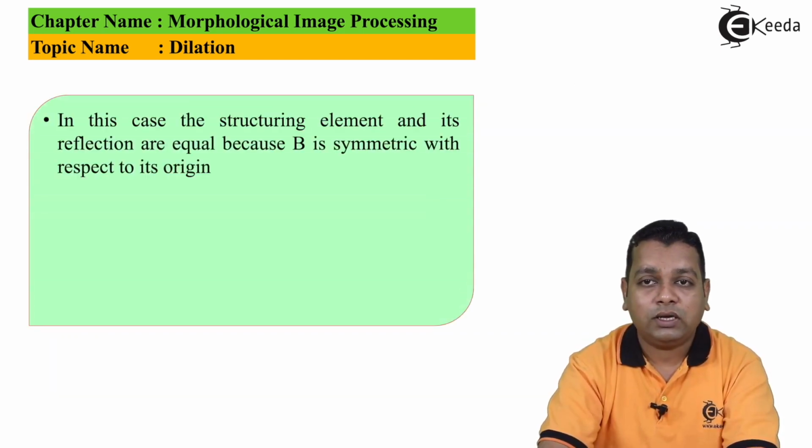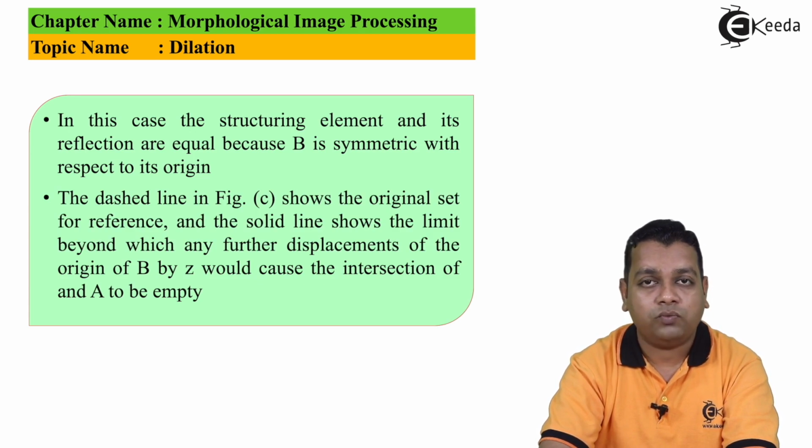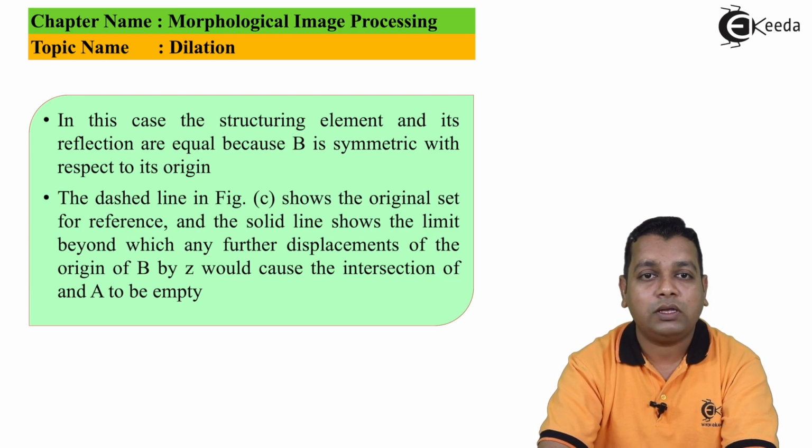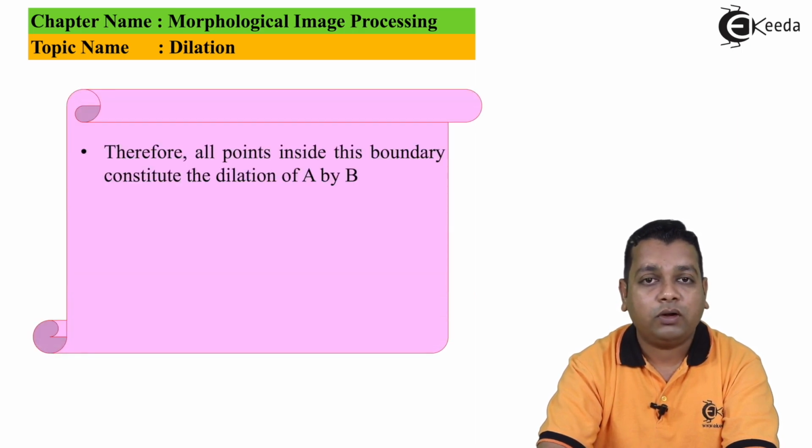In this case, the structuring element and its reflection that we have represented are equal because capital B is symmetric with respect to the origin at the center we have shown. The dashed line in figure C shows the original set for reference, and the solid line shows the limit beyond which any further displacement of the origin of capital B by Z would cause the intersection with capital A to be empty. Therefore, all the points inside the boundary constitute the dilation of capital A by capital B.